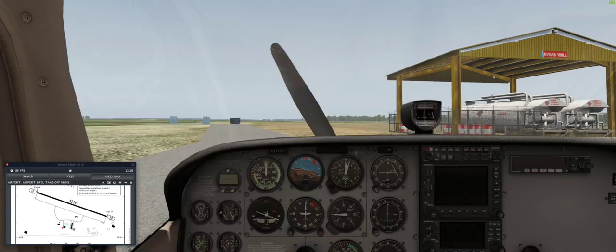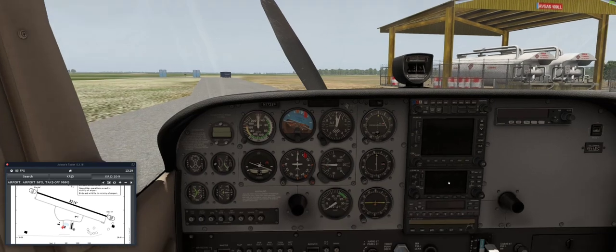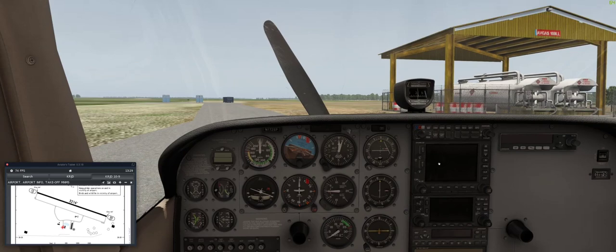Hello and welcome everyone. Today we're going to look at X-Plane 11 and we're going to fly the default Cessna 172, the one that has the standard avionics, the GNS 530 and the GNS 430 system, not the upgraded one that has the GNS 1000.